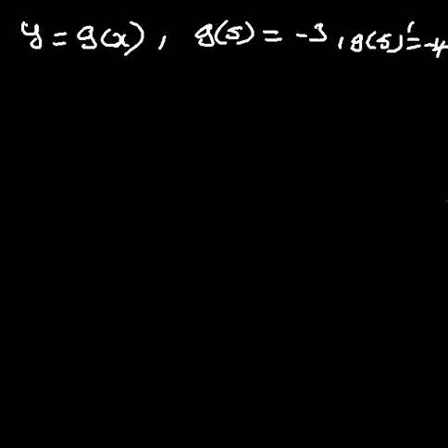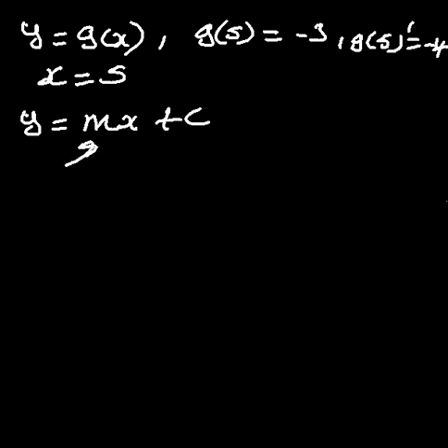Now in this case, find the equation of the tangent line at the point x is equal to, let's say, 5, of the function y is equal to g of x. Now, how should you do that? You should understand that the general form of the equation of a tangent line is given as y is equal to mx plus c, where m is the gradient and c is the y-intercept.